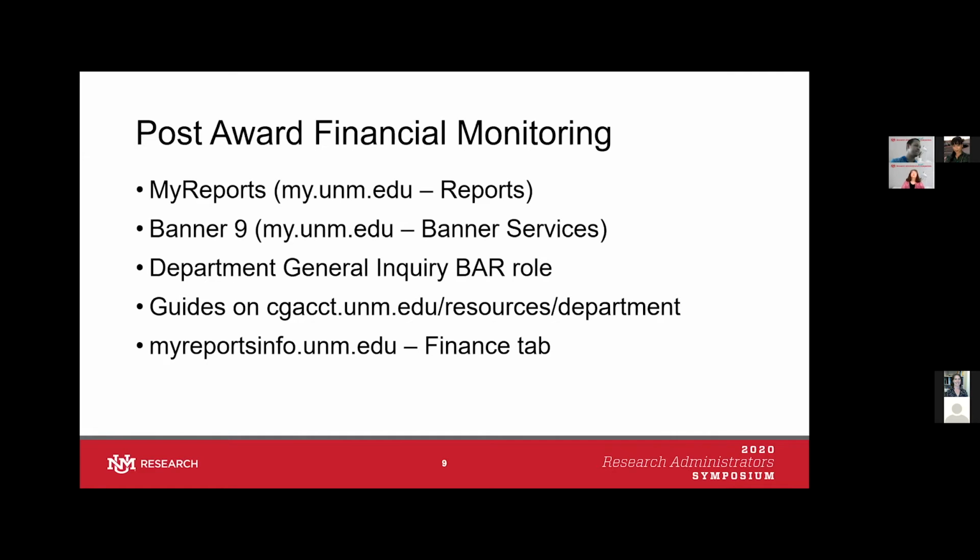Okay, I'm going to go through some of the tools that we have that you can use to financially monitor your awards after you have it. And we basically use two main tools, and that's My Reports and Banner 9. Both can be found on the My UNM website, My Reports under the Reports and Banner 9 under the Banner Services. Do make sure you use Banner 9 and not Banner 8. For both, you just need the Department General Inquiry bar rule, and that you'll have access for all of that.